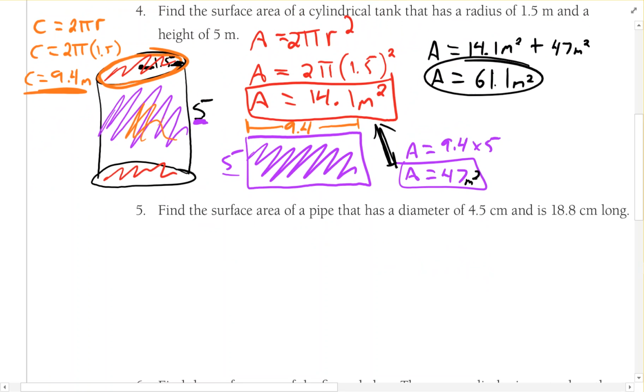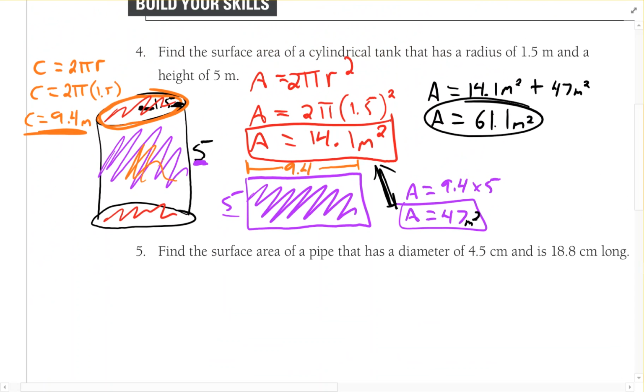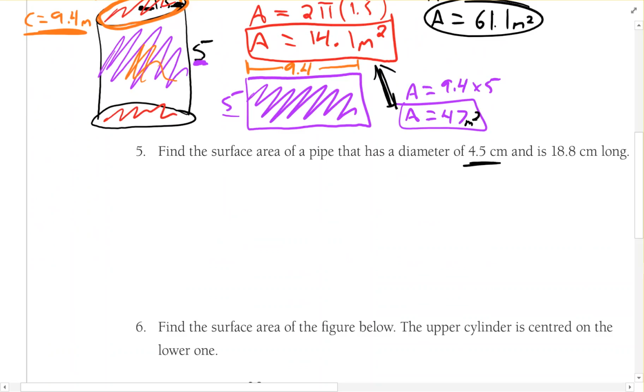Okay, so now that I helped you out with that one, the next question is going to be really similar. It's really the same type of thing. The last one had a radius of 1.5. This one, though, has a diameter of 4.5. So here, I'll even help you kind of draw this out first. So hopefully I do a better job drawing again.